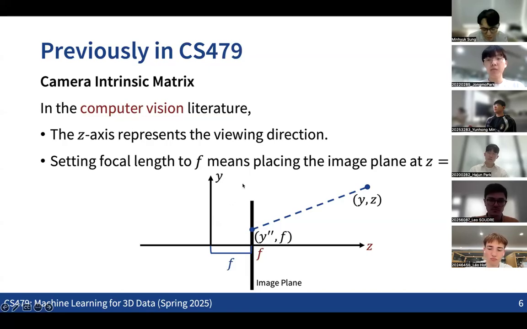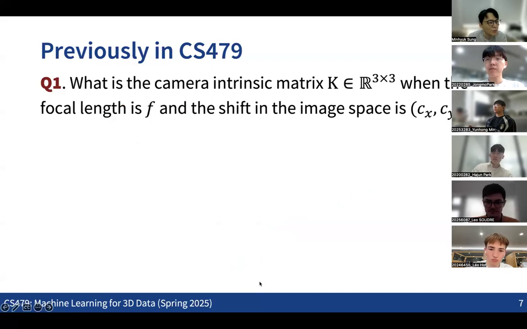So based on this convention, it all depends on how we define the coordinate system and also how we define the image plane in 3D space. When you follow this convention, the first question is: what would be the camera intrinsic matrix, the 3x3 matrix, when the focal length is f and the shift in the image space is cx and cy? Can you answer this question?